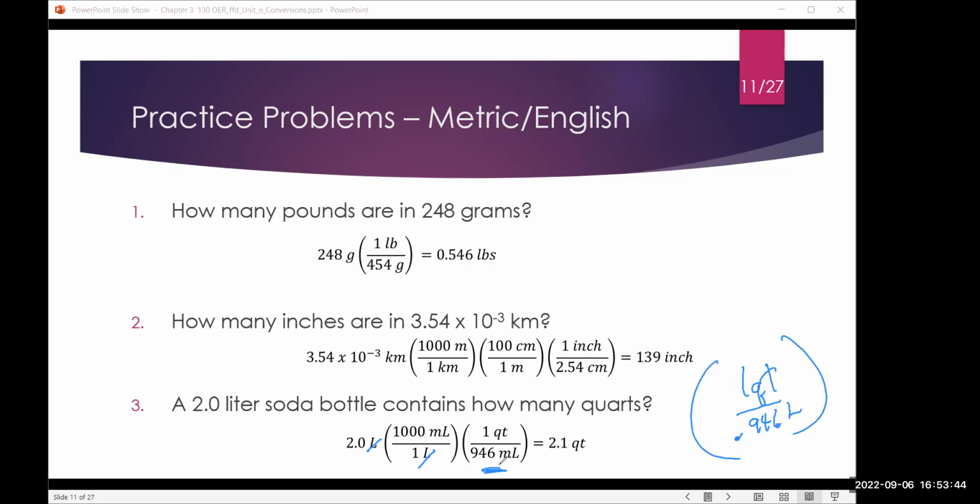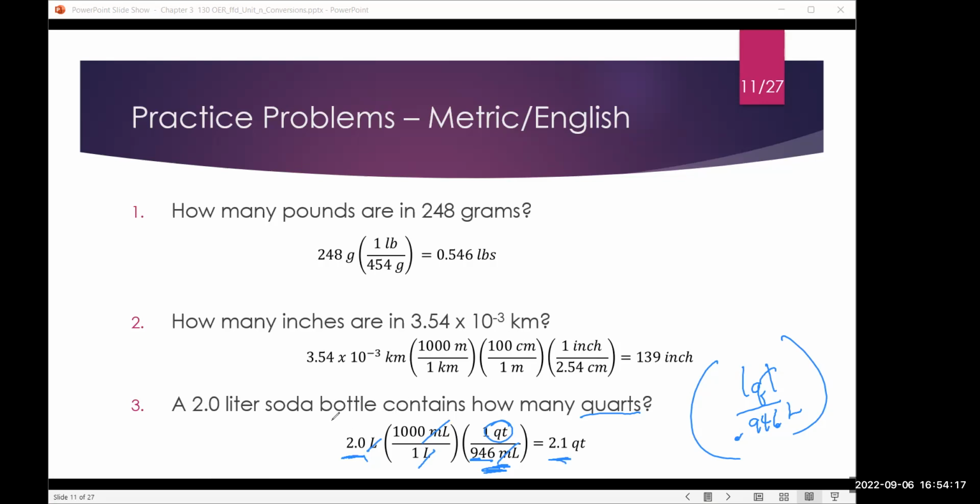You see that? This is what I mean by once you get comfortable with the whole process, you can start making shortcuts, but don't do that until you're comfortable with that. And so here my units of milliliters get canceled out. I'm looking for quarts as the problem is asking. Okay, I have 3 sig figs because remember the 946 is not exact, but my 2.0 is 2 sig figs, and my answer should have two sig figs.